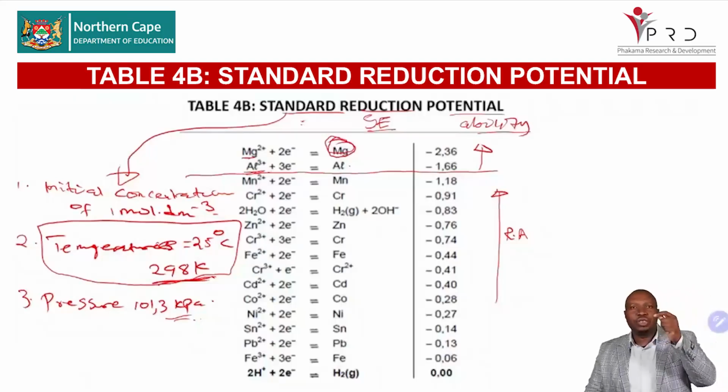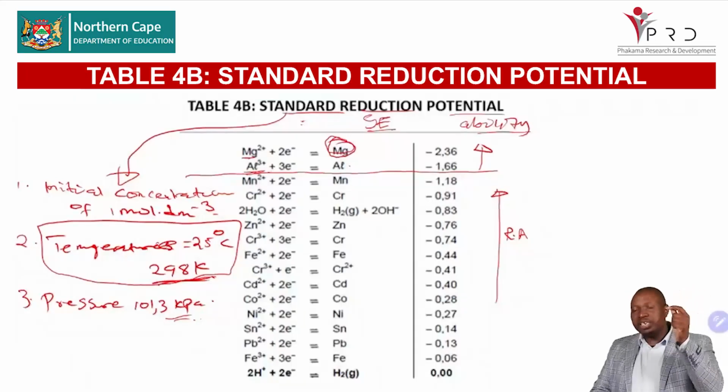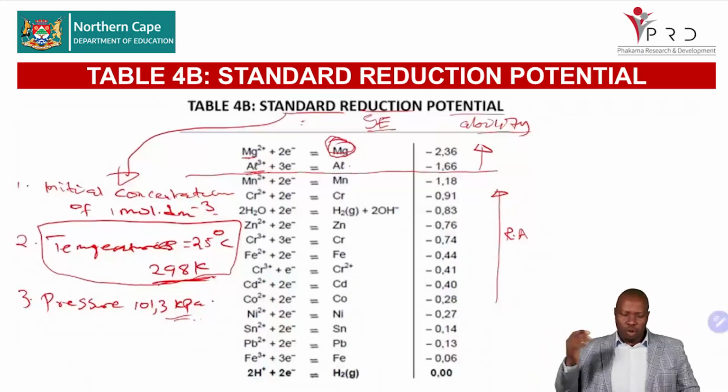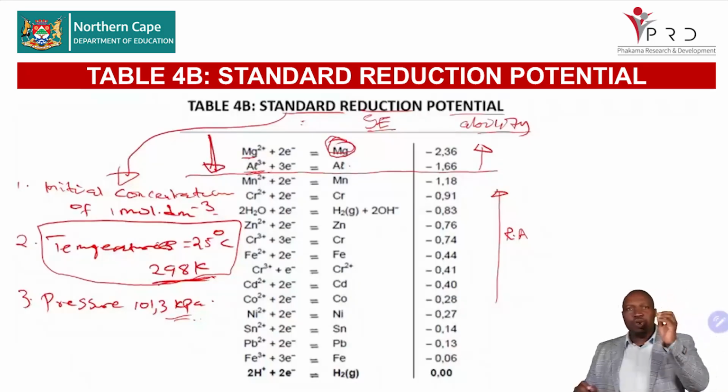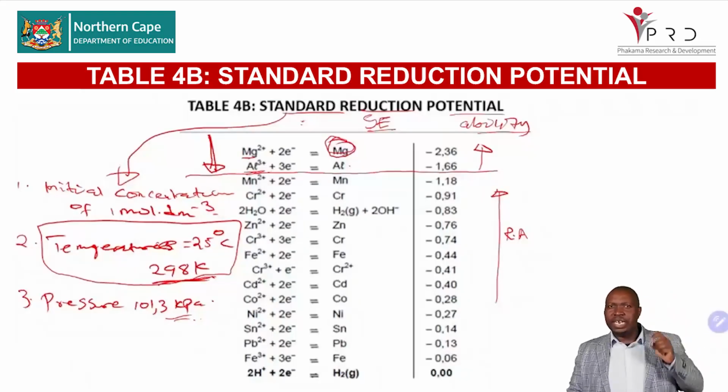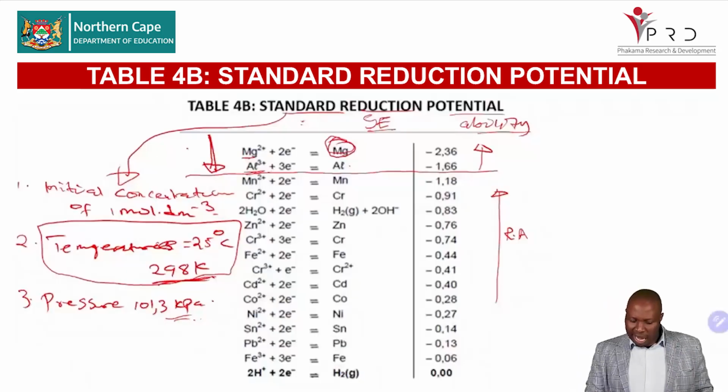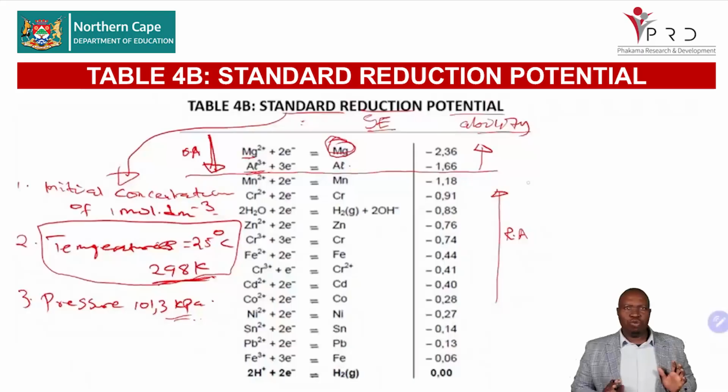It's showing you the stronger reducing agent, because on the right of the table we have the reducing agents, whereas on the left we have the arrow of table 4B that is facing downwards. It's showing you where to find the strongest oxidizing agent. So oxidizing agents are on the left of the table. On the right, we have reducing agents. I want us to move like that.